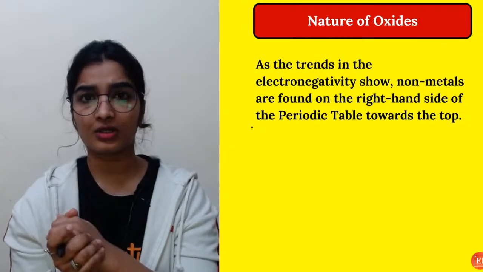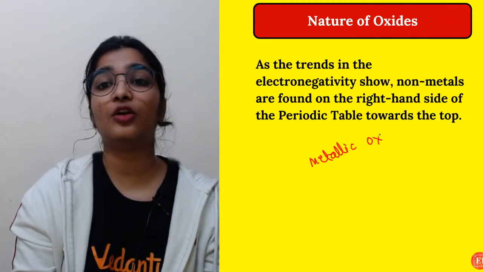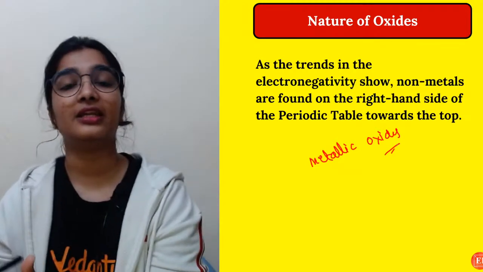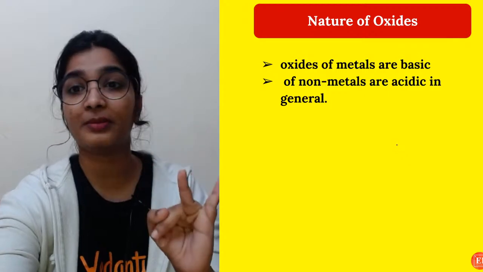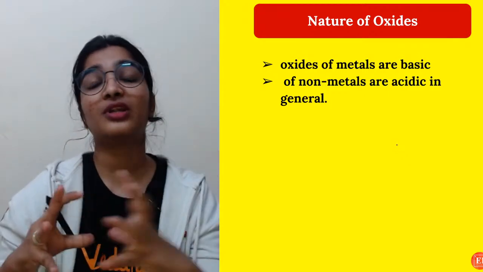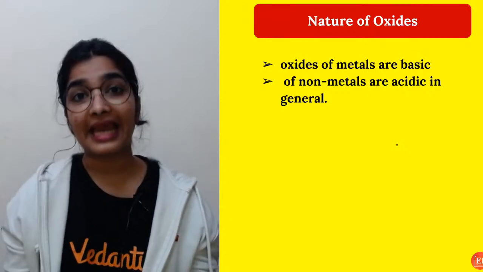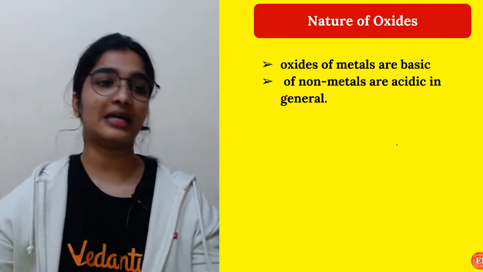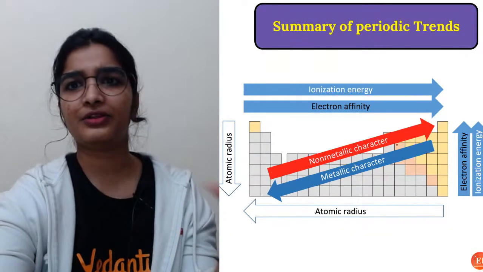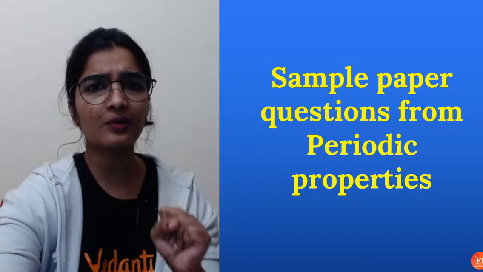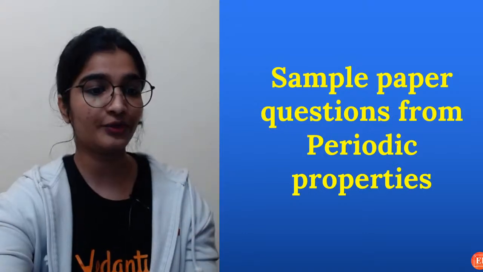And coming to the nature of oxides, metallic oxides are basic in nature and non-metallic oxides are acidic in nature. But you also have amphoteric oxides, like Al2O3 and zinc oxide. They act as both acid and base. So this is the overall summary of the periodic trends. Now let us solve some questions from the sample paper related to this chapter. I want all of you to answer.